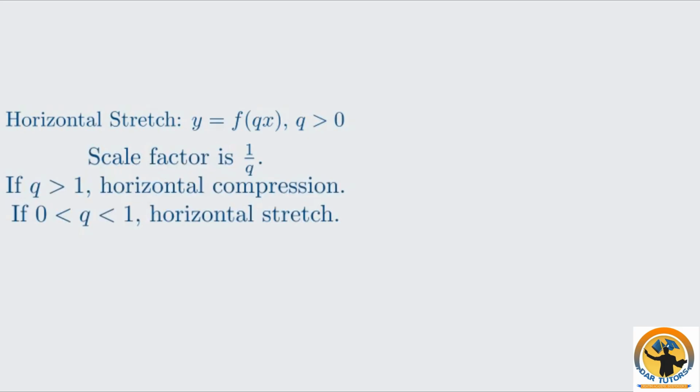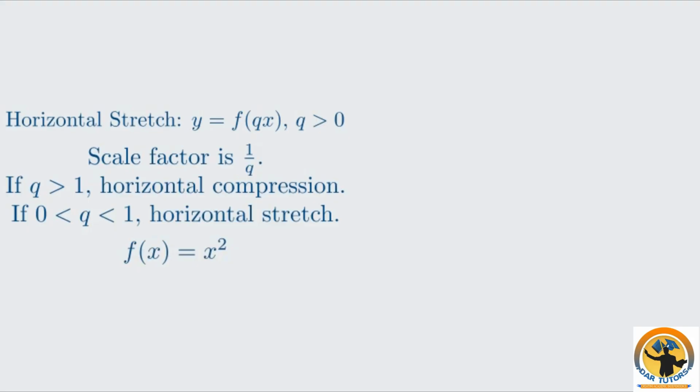Next, let's look at horizontal stretches. These are also a bit counterintuitive. The general form is y equals f of qx, where q is a positive constant. The scale factor for a horizontal stretch is not q, but 1 over q. If q is greater than 1, the graph is compressed horizontally. If q is between 0 and 1, the graph is stretched horizontally.